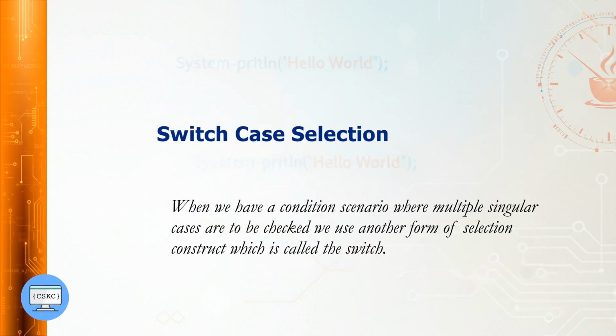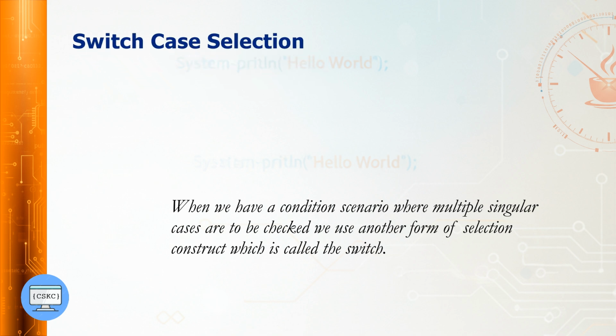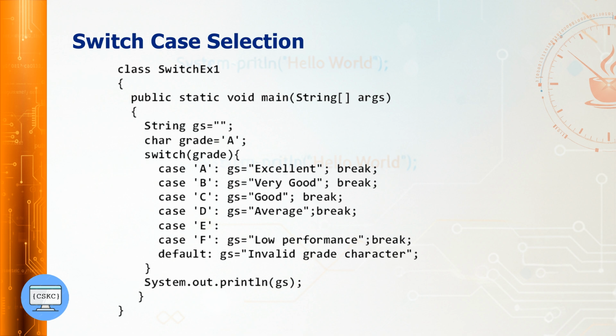When we have a condition scenario where multiple singular cases are to be checked, we use another form of selection construct which is called the switch. Its example is shown here.